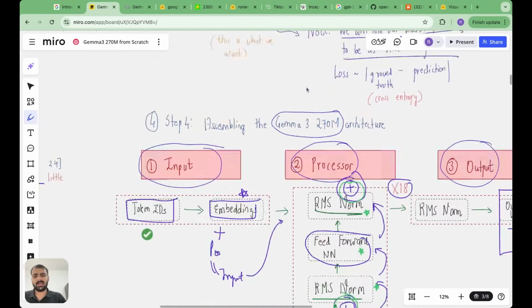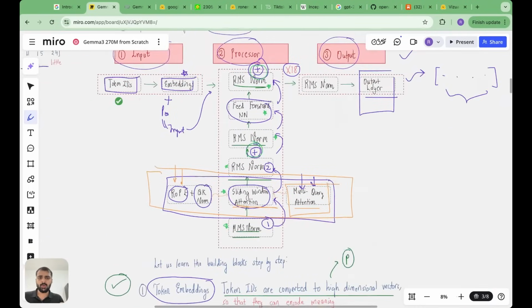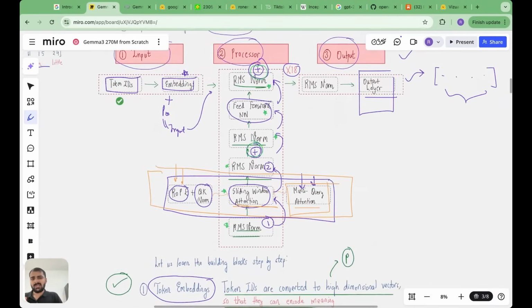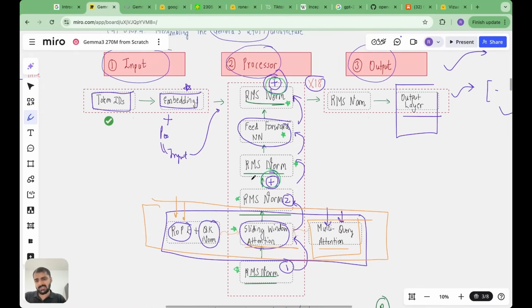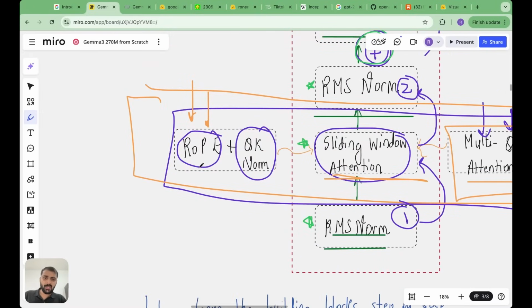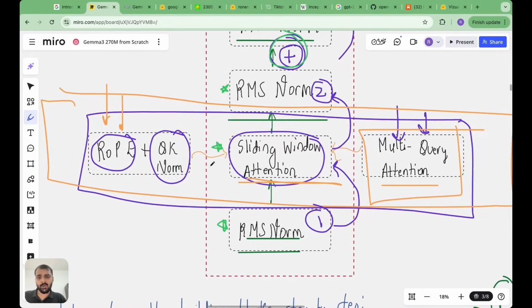In fact, this whole architecture, if this is new to you, this would be a good time for you to revise this and understand how modern LLM architectures are built. Earlier, there was standard normalization. Now things have moved to RMS norm. Earlier, there was absolute positional encoding, which was added to the token embeddings before we go to the transformer block. But now we have rotary positional encodings along with QK norm.